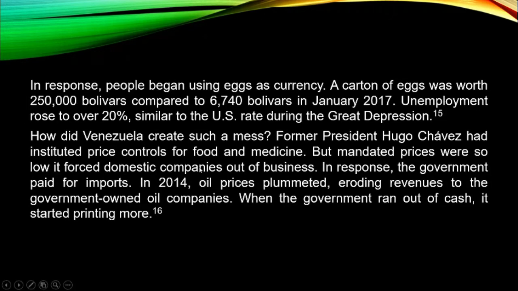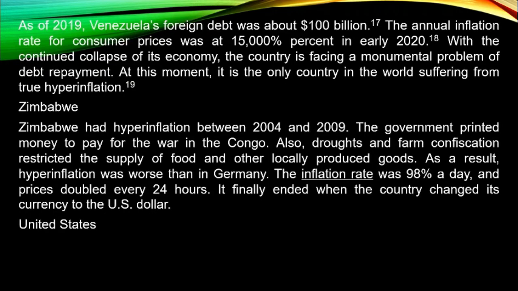In response, people began using eggs as currency. A carton of eggs was worth 250,000 bolivars compared with 6,740 bolivars in January 2017. Unemployment rose to over 20%, similar to that of the US during the Great Depression. In 2019, Venezuela's foreign debts were also at 100 billion. The annual inflation rate is 15%.